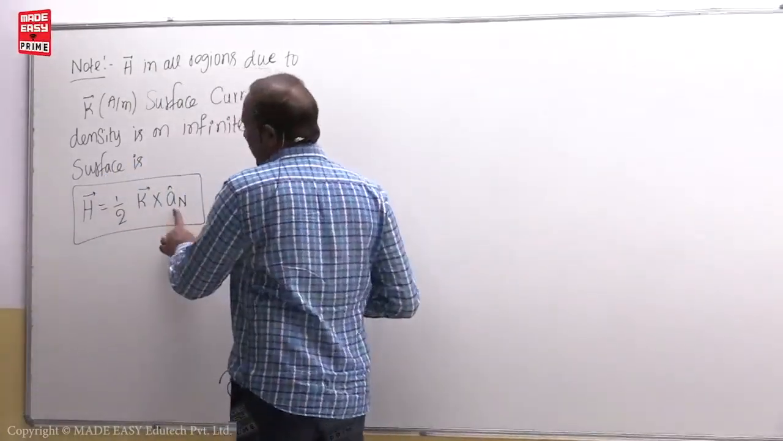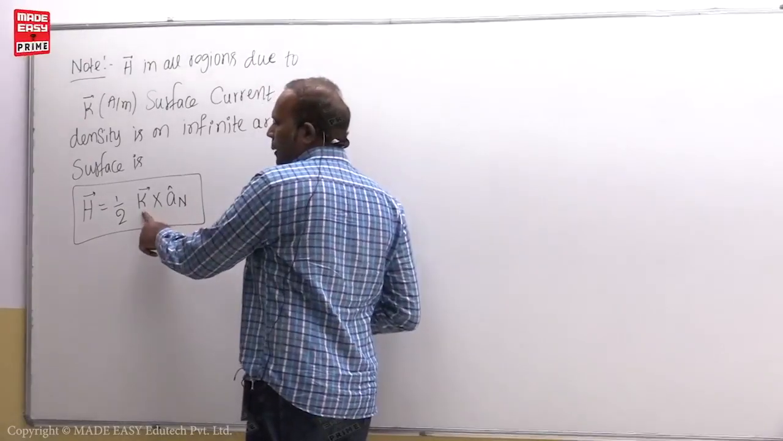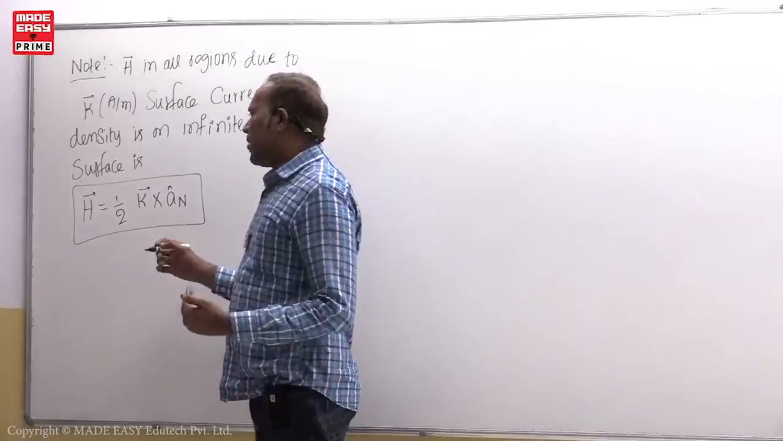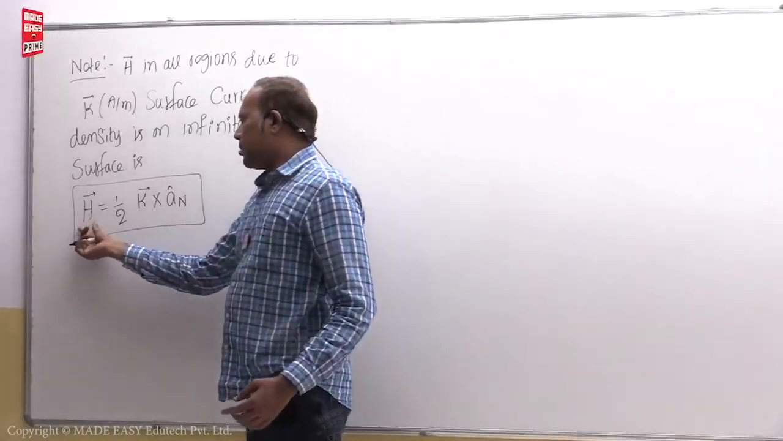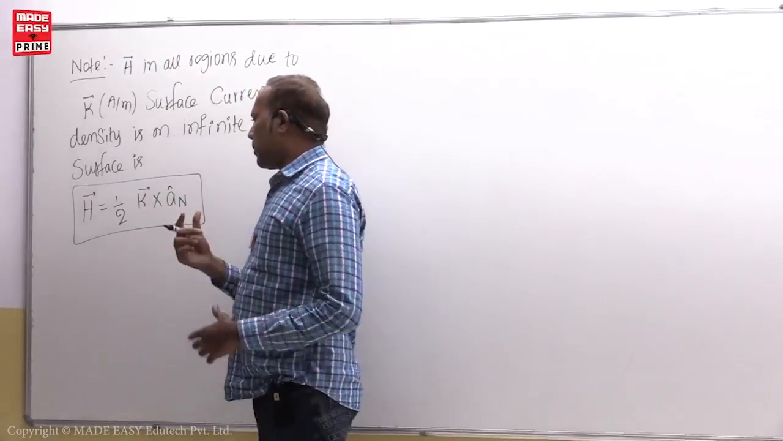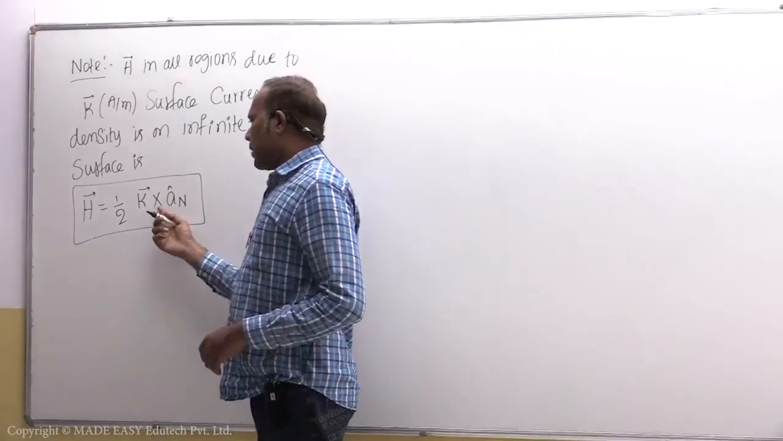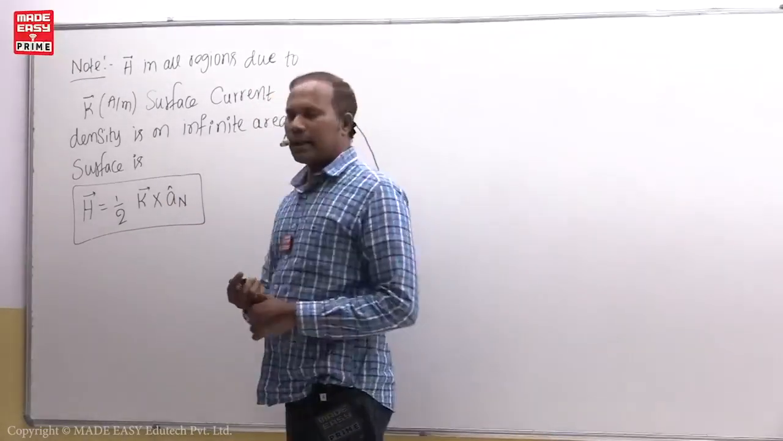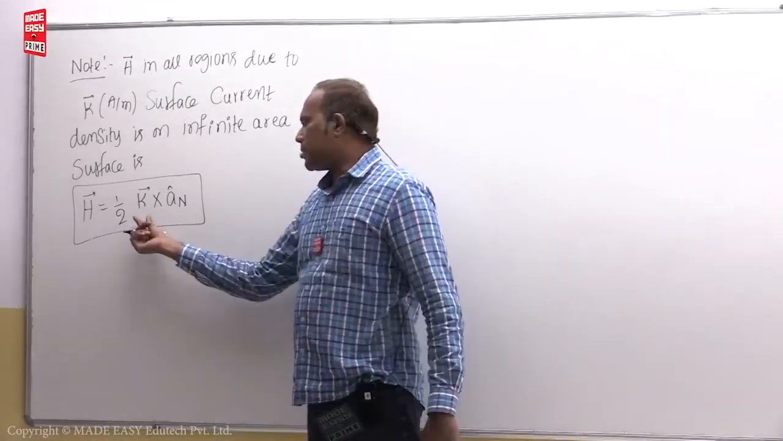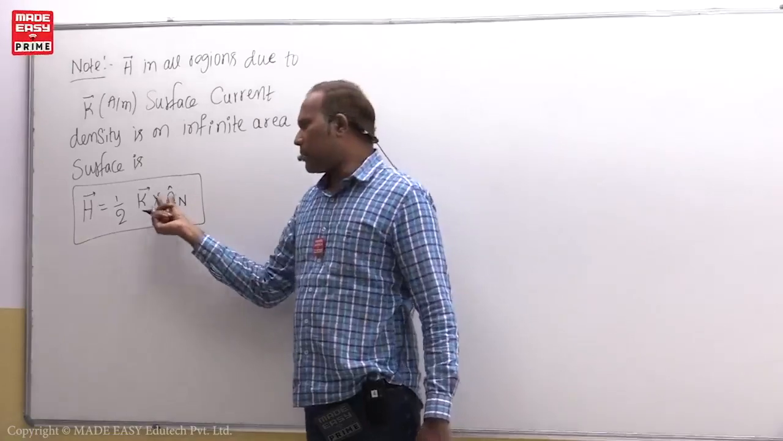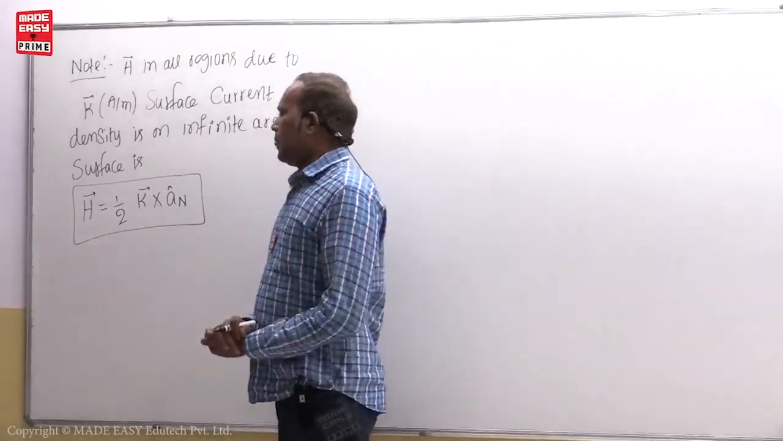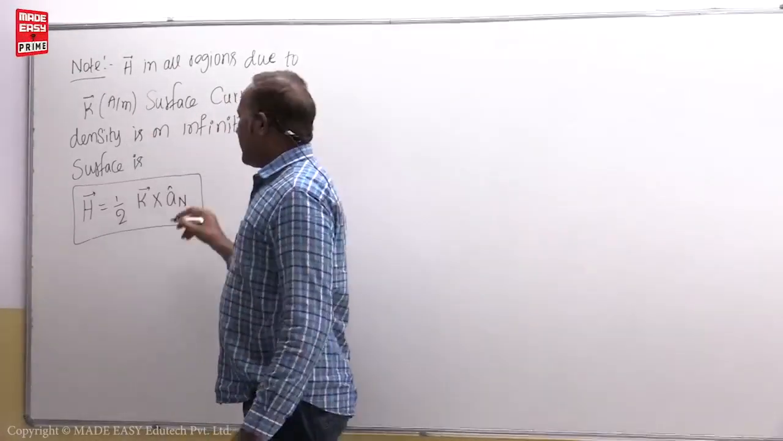The unit of K bar is ampere per meter and this is also ampere per meter. According to the Biot-Savart law, H bar direction is perpendicular to the current direction. K bar direction is the current direction, and the normal unit vector, and cross product. In the Biot-Savart law, you get I dl bar cross A12. dl bar means current direction. A12 is the unit vector, cross operation. So here H bar is generated due to the current. Now here K bar is the surface current density.